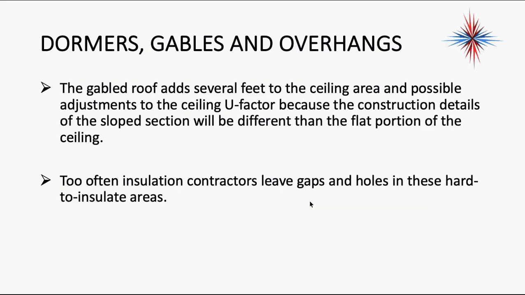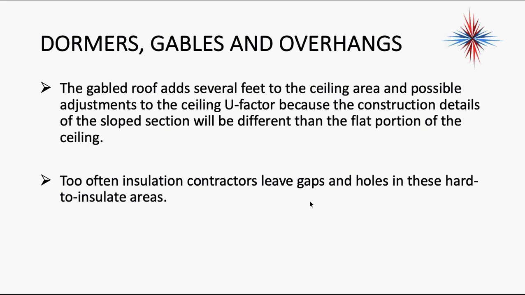Dormers, gables, and overhangs. Okay, gabled roof: add several feet to the ceiling area, and possible adjustments to the ceiling U factor because of the construction details of the sloped section. So again, you might have a sloped roof and then a flat portion of the roof or a flat portion of the ceiling. Sometimes you can just guesstimate what the actual addition of the area is. Sometimes you have to actually figure it out.